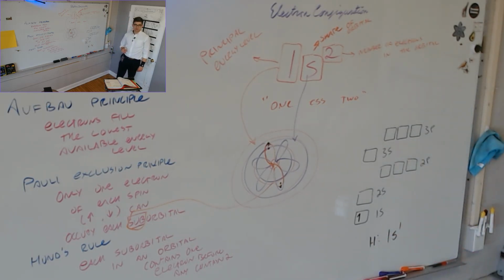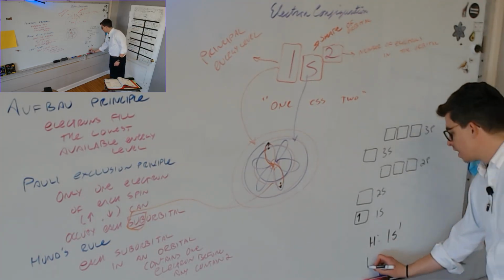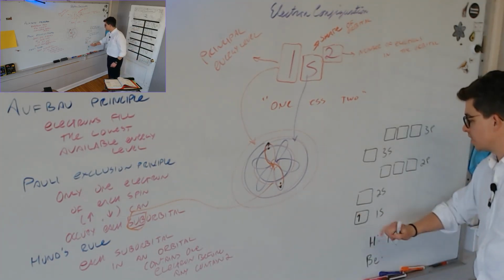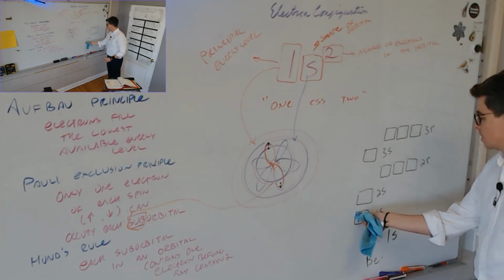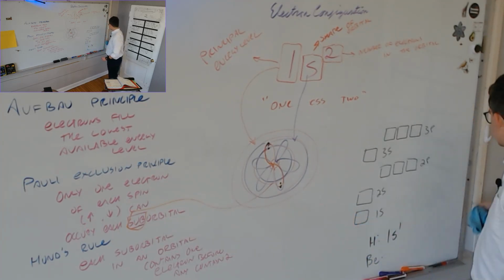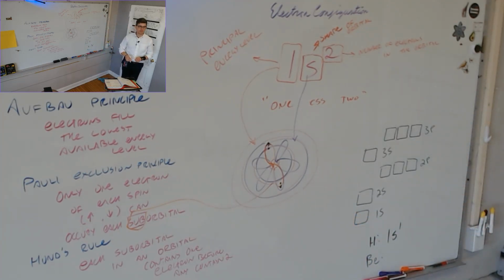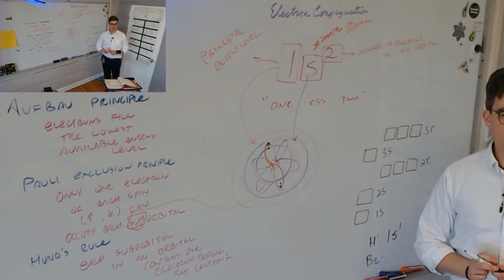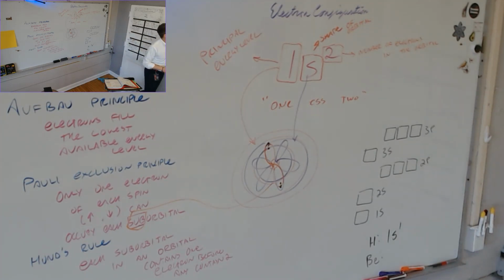Now, let's move on a little bit further. Let's do beryllium. Look at beryllium on the periodic table. I'm going to erase our diagram for hydrogen. It's number 4. So how many electrons does beryllium have? 4. Thank you. Beryllium right here has 4. So let's put them in.